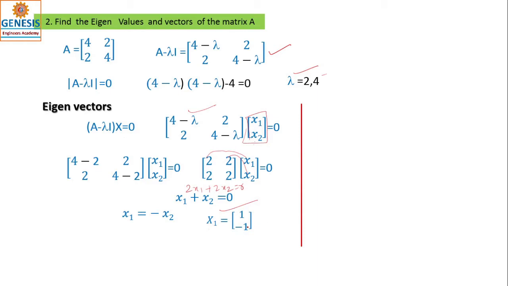Okay. So what is the eigenvector? The eigenvalues are 2 and 4, and the first eigenvector x1 is (1, minus 1).